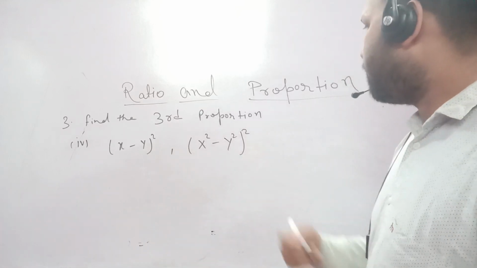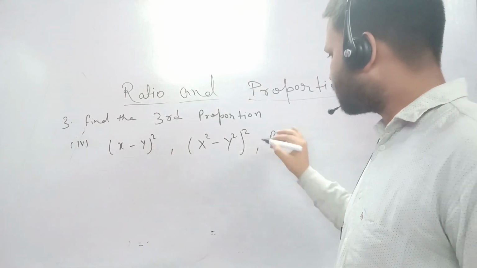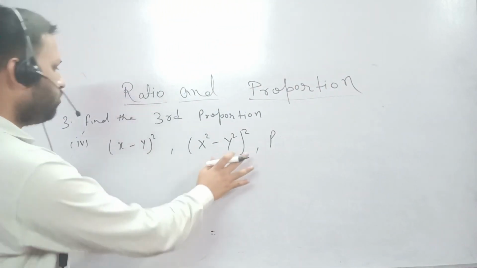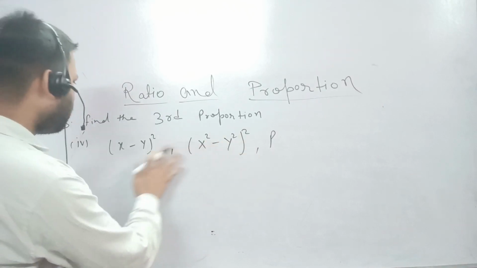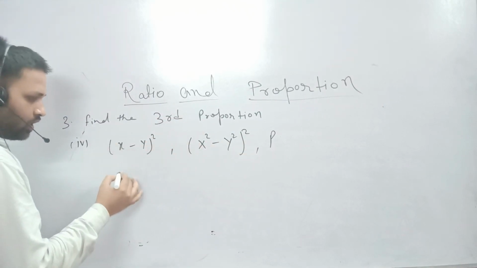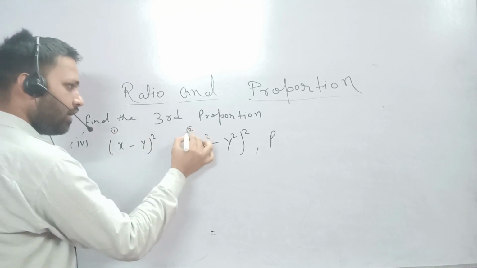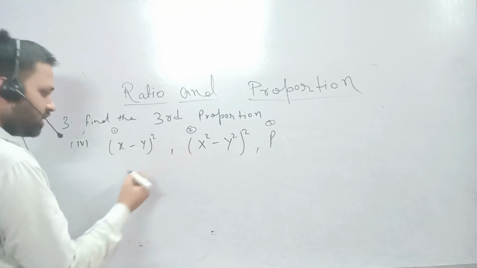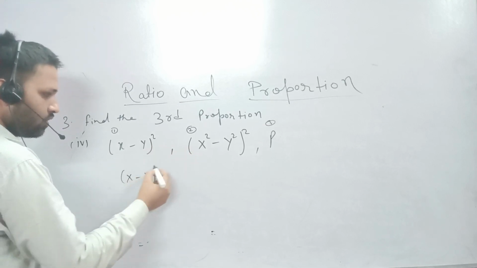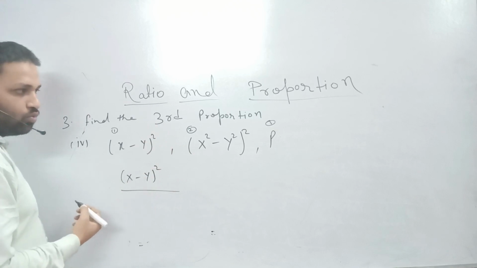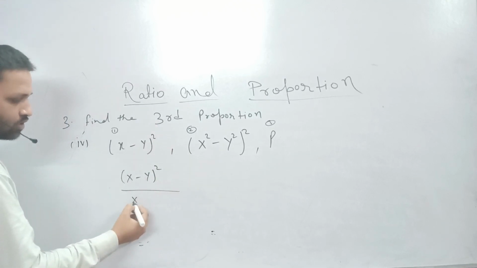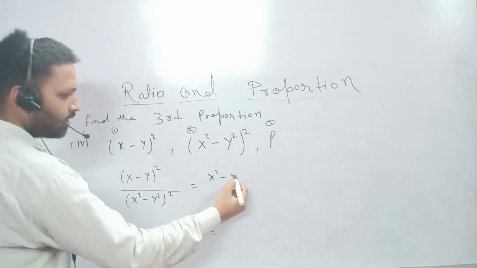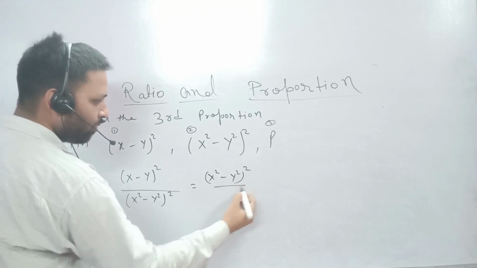Let the third proportion be p, do not take x. Now you use the concept of continued proportion. It is the first, the second, and the third number. Then write the ratio of first and second, that is (x minus y) to the power 2, whole to the power 2, then (x square minus y square) whole to the power 2 is equal to (x square minus y square) whole to the power 2 by p.